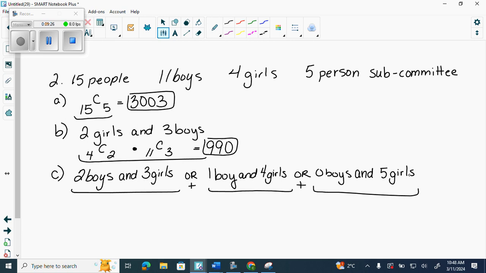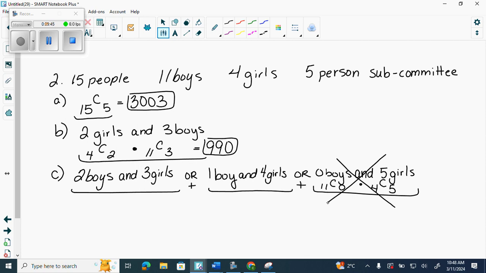There's only 4 girls. And you'll catch yourself if you don't. You'll go 11C0 times 4C5, and then your calculator's going to get mad at you, right? Because 4 choose 5. Is that possible to have 4 items and choose 5? No. So this case, even though it could exist, can't because I don't have enough girls.